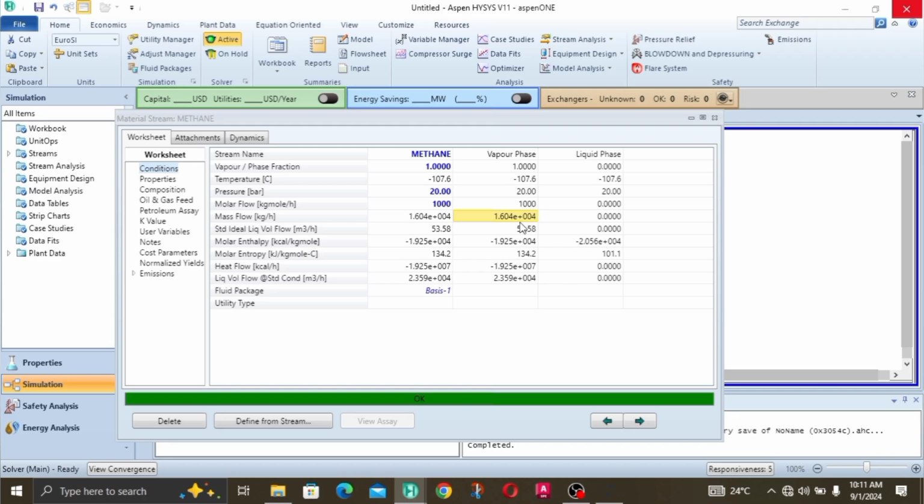But at the same time, when Aspen HYSYS tries to give us the real-life behaviors, it still leaves room for flexibility. And this flexibility exists in ranges. Like, for example, earlier we had 100. It means that even at a vapor fraction of 1, which is solely gas for this methane stream, a pressure of 20 bar and a molar flow rate of 1000 kilogram per mole, Aspen HYSYS tells us that our stream can still exist at a temperature of 100 and, at the same time, a real-life scenario and behavior having a temperature of negative 107.6 Celsius.